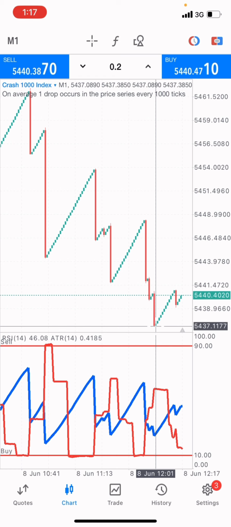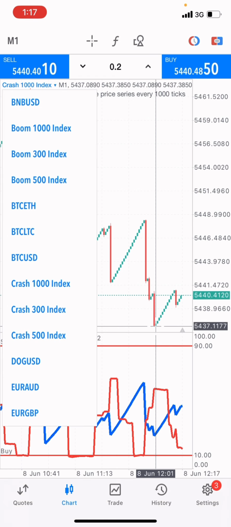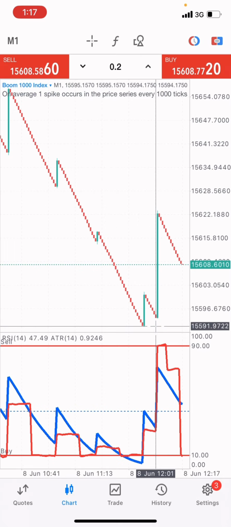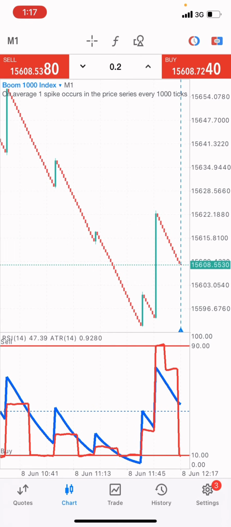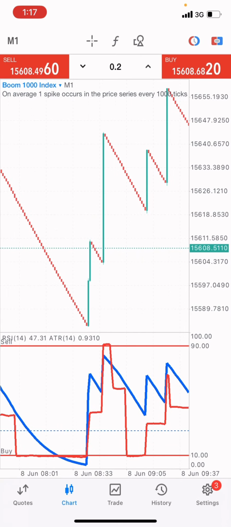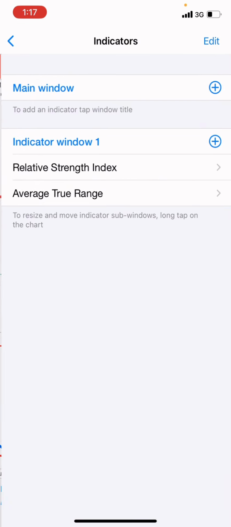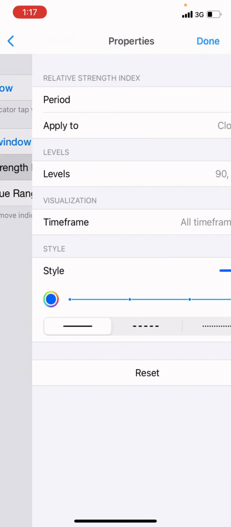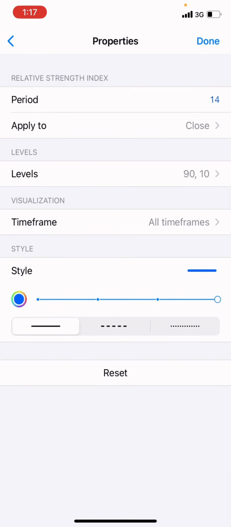Okay, now this is for the Crash 1000 Index. We're going to the Boom 1000 Index market. All right, on the Boom 1000 Index market, we put the latest trade index. Let's see if we can use this same setup for this strategy.